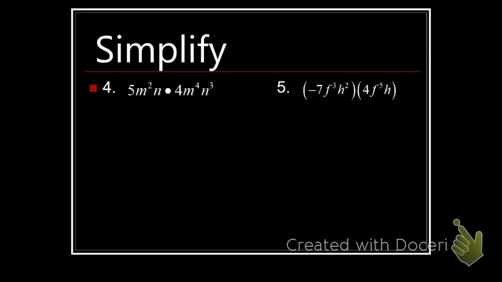Okay, now let's step it up a little bit. First problem. 5m squared n times 4 m to the 4th n cubed. First of all, we're multiplying. Everybody look up on the screen. 5 and 4 are not exponents, they're coefficients. What is 5 times 4, guys? 20. What does m squared times m to the 4th become then, Tanner? M to the, very good. N to the, Hayden, what do you think?